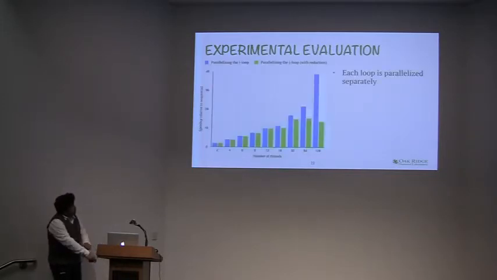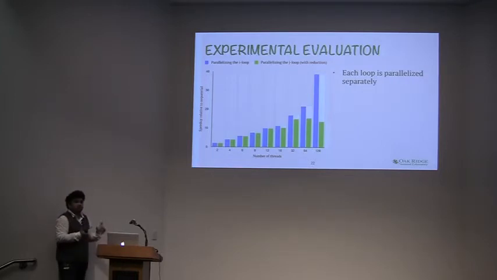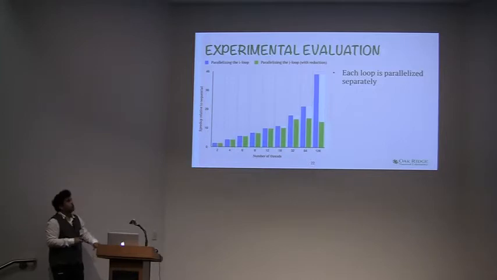So what we're showing here with the blue lines is the speedup over the number of threads. We use 128 threads. We're parallelizing the I loop and the J loop. I don't know if it's clear, but each loop is parallelized separately here. So we only parallelize the I loop, and then we only parallelize the J loop.